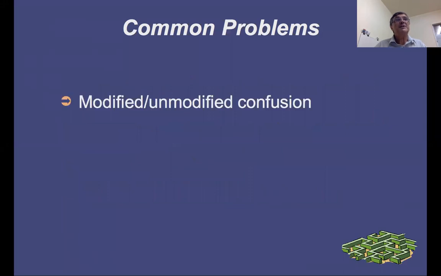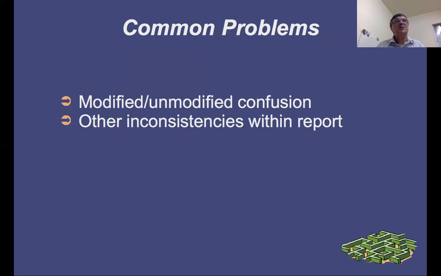You wouldn't believe it, but yes, we do get audit reports that don't seem to know whether they've issued a modified or an unmodified opinion. I have seen opinions that were clearly headed qualified opinion and basis for qualified opinion, and then at the bottom reference to our unmodified opinion, and our unmodified opinion was issued on such and such date. Other inconsistencies within the report, all sorts of nonsenses.